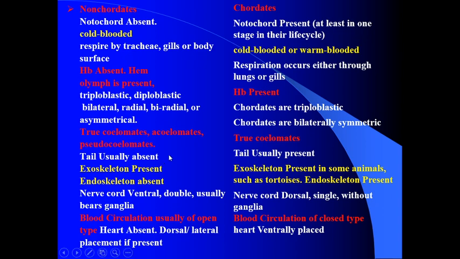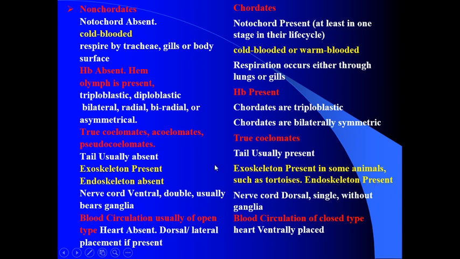In case of non-chordates, tail is generally absent. In case of chordates, tail is usually present. In non-chordates, the entire body surface is covered by an exoskeleton, a hard chitinous structure, for example, in case of the snail, there is a hard shell present. In case of chordates, this exoskeleton is generally absent, but it is present in some animals. For example, in tortoises, it is present. In case of non-chordates, endoskeleton is absent, but in chordates, endoskeleton is present.